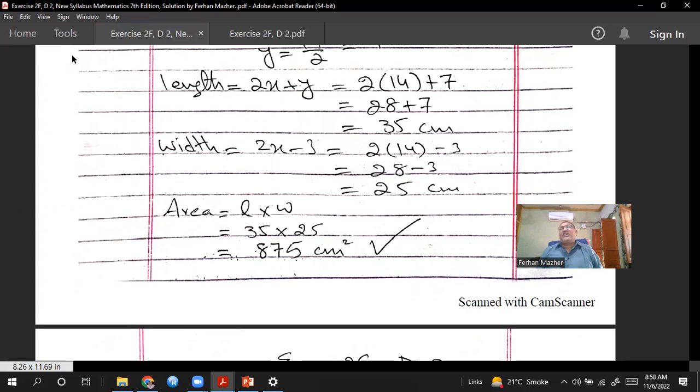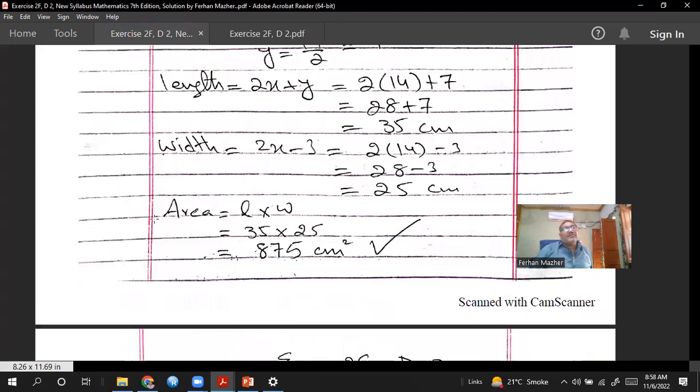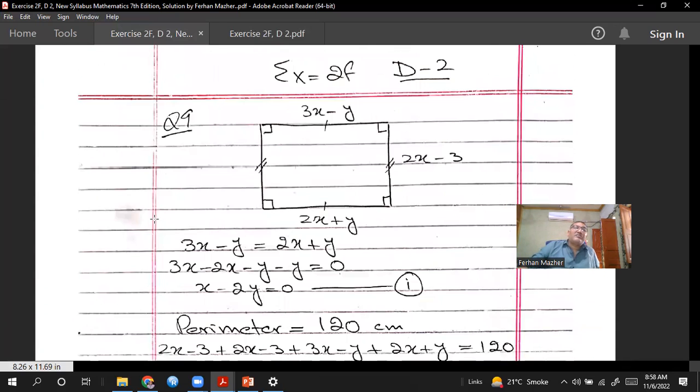Now the area of this rectangle, their final question was, what is the area? Find the area of the rectangle. The area of the rectangle is length multiplied by width, and the length is 35 and the width is 25. So when you multiply them, you will get 875 centimeter square. So this is how you will do question number 9.